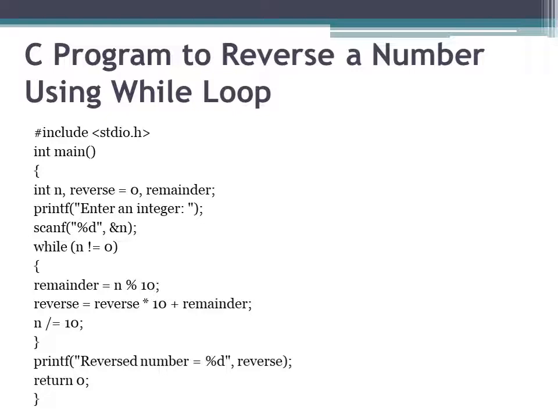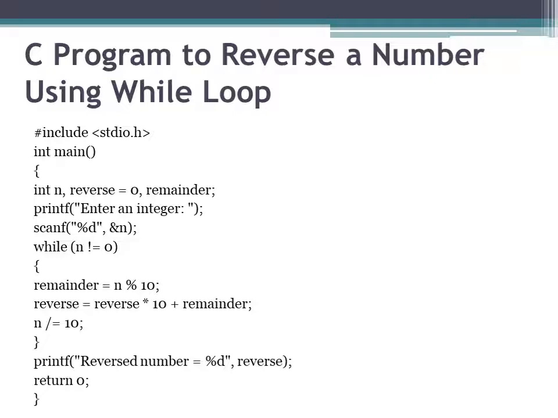Here, include stdio.h. It is the header file in which we are going to store the program. Then int main, where we declare which type of elements we are using in the program. And then int n, reverse equals to 0, remainder. Here we are going to enter these values.